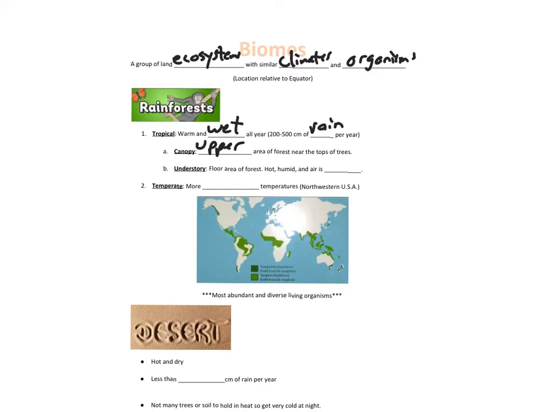In this case, beneath the canopy, the air is hot and humid, and the air is very still. It's not a lot of breeze. Very stuffy down there.